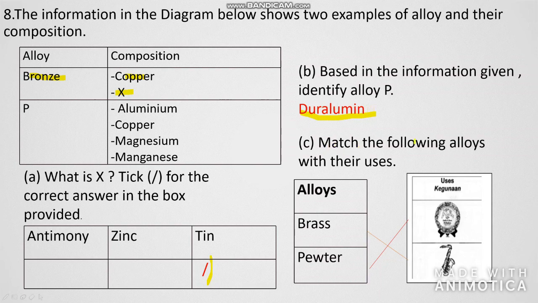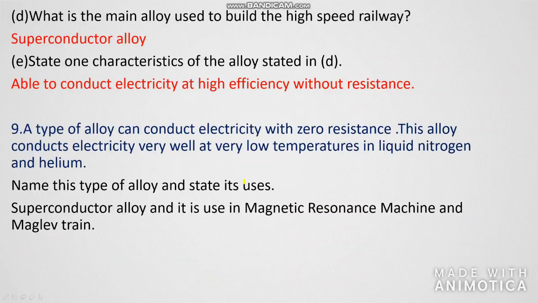Okay, next, match the following alloy with their use. Okay, alloy brass. Apakah kegunaan brass? Brass digunakan untuk membuat alatan muzik, musical instrument. So, this one. Pewter, major component ialah tin. Dia digunakan untuk membuat barangan hiasan. So, this one. Okay, next. What is the main alloy used to build the high-speed railway? So, superconductor alloy. So, apakah ciri-ciri dari superconductor alloy? Keyword is conduct electricity. It is able to conduct electricity at high efficiency without resistance.